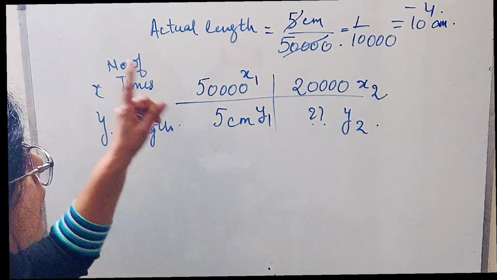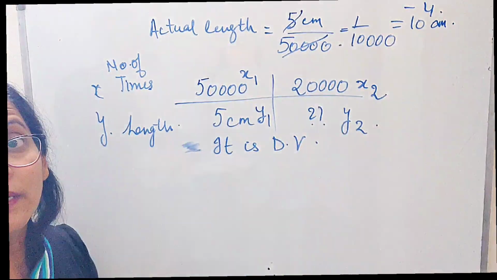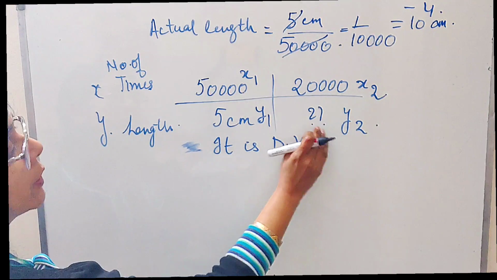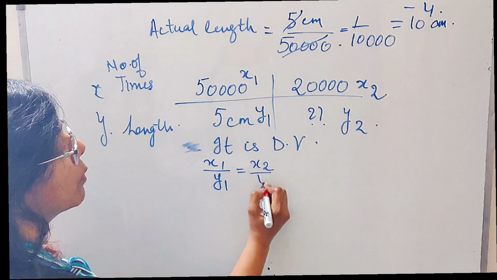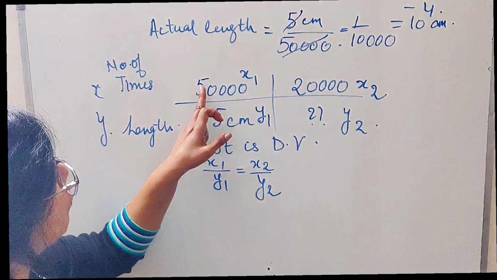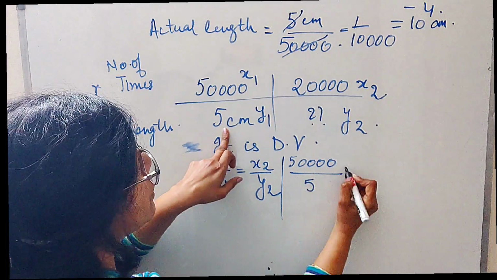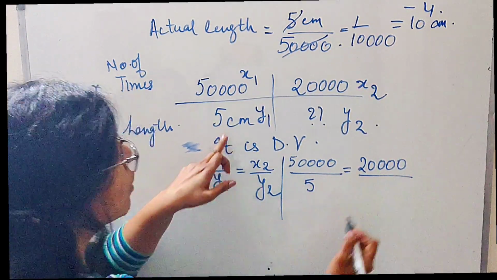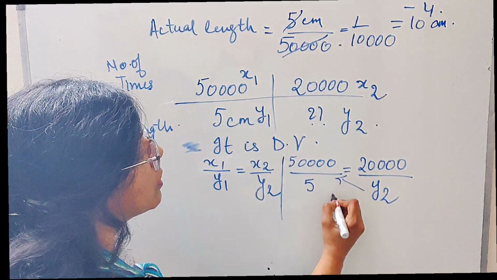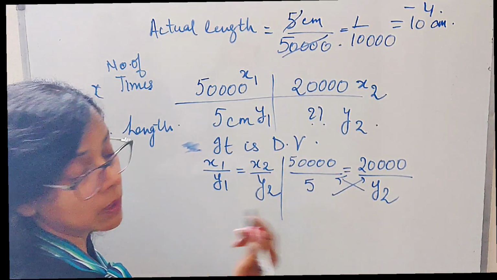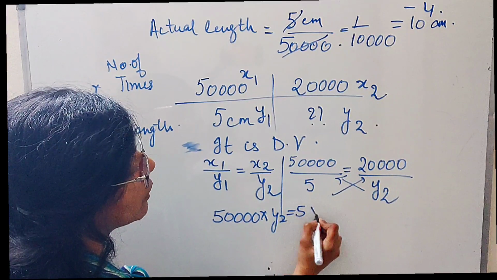Now the formula is, first you will write down, it is direct variation, because you are reducing here, so the length will also reduce. So it is direct variation. Write down the formula x1 upon y1 is equal to x2 upon y2. Now place the values. For x1 it is 50,000 upon y1 is 5 is equal to 20,000 upon y2, you have to find out the value, so write down y2. Now cross multiplication in the same way which we have done in the 4 questions of the chapter. So this will be 50,000 into y2 is equal to 5 into 20,000.